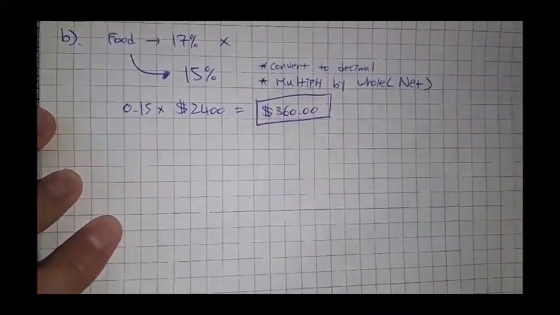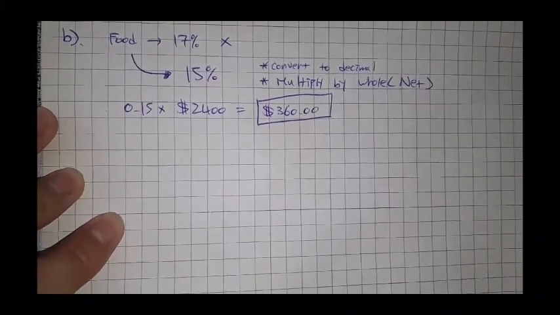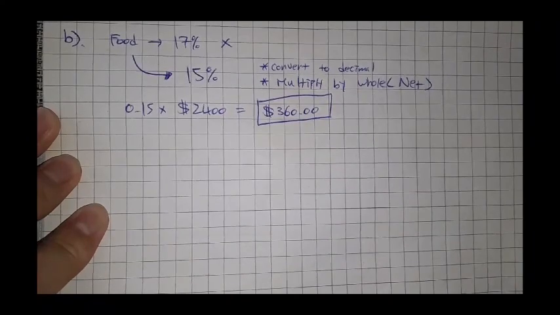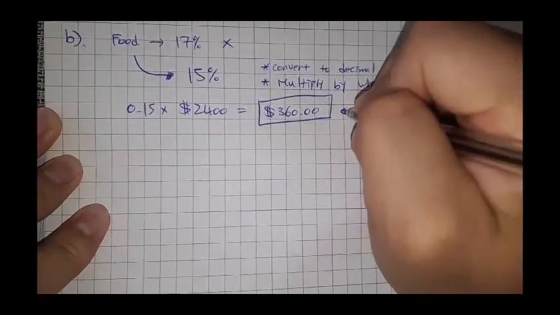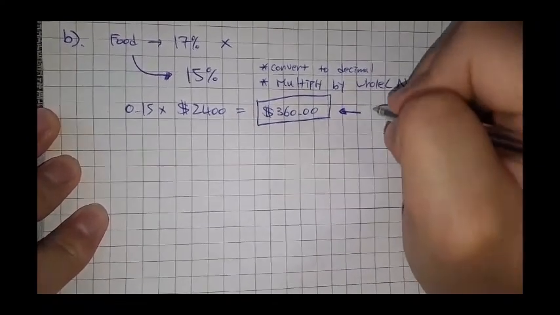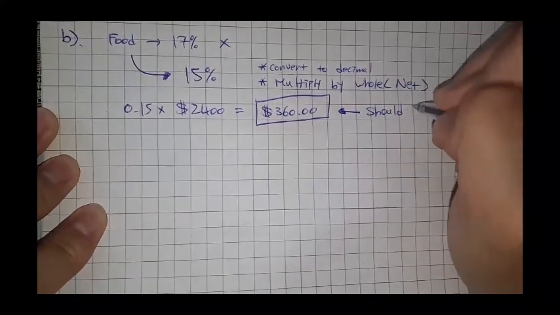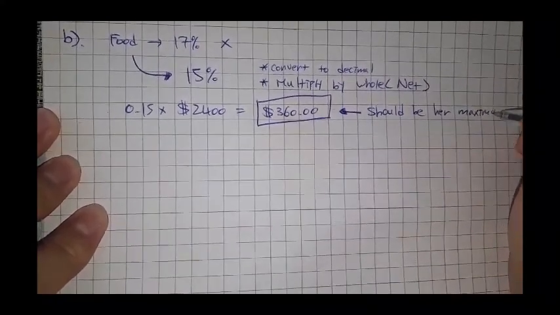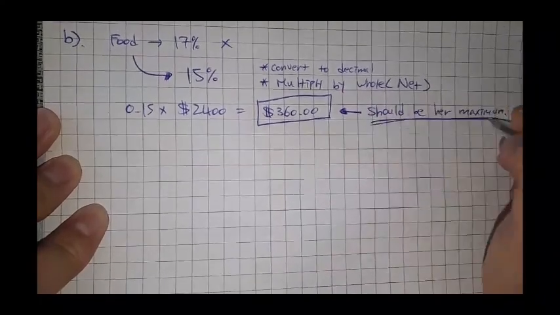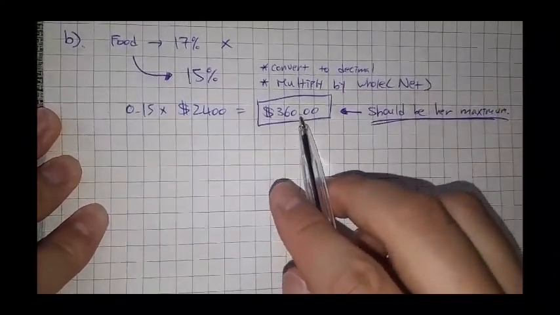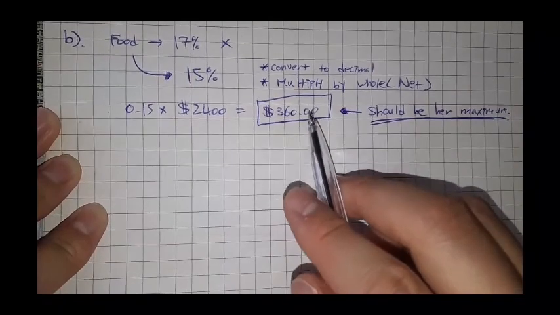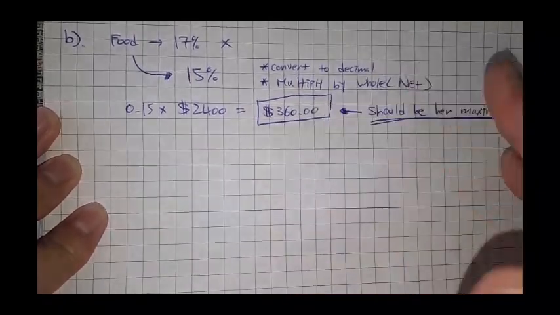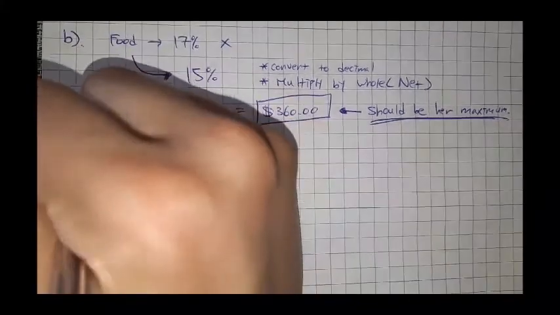$360 is what you need to do. And that's what Salima should spend. And it should be, according to the guideline, her maximum. Which is tough to do nowadays, because if you consider food for grocery, then you may need to find out the balance, maybe eat out less, those kind of things.